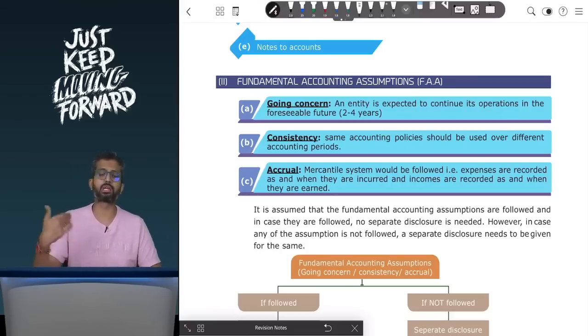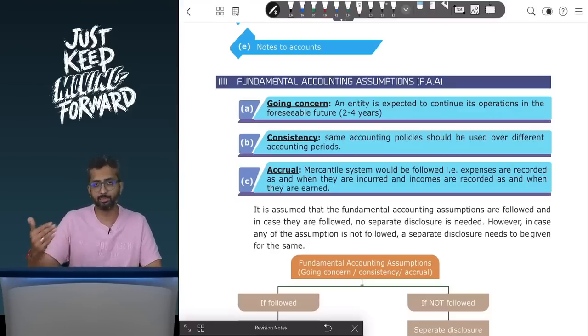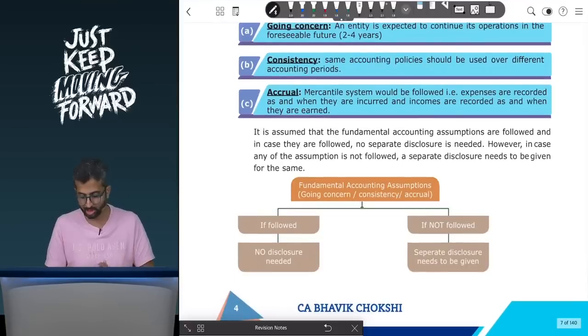These assumptions are assumed to be followed irrespective of they being mentioned or not, and hence we don't need to specifically mention regarding them in our financial statements. However, if any of these assumptions is not followed, then a separate note or a disclosure for the same has to be separately given, as we can see over here.